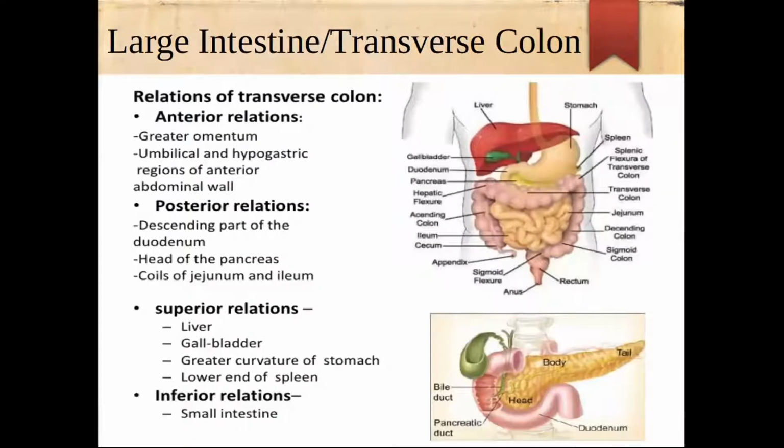What are the relations of the transverse colon? This picture shows them. Anteriorly, you find the greater omentum and the anterior abdominal wall. Posteriorly, the descending part of the duodenum, the head of the pancreas, and coils of jejunum and ileum. Superiorly, you will find the liver, the gallbladder, the greater curvature of the stomach, and the lower end of the spleen. Inferiorly, as you see here, is the small intestine.